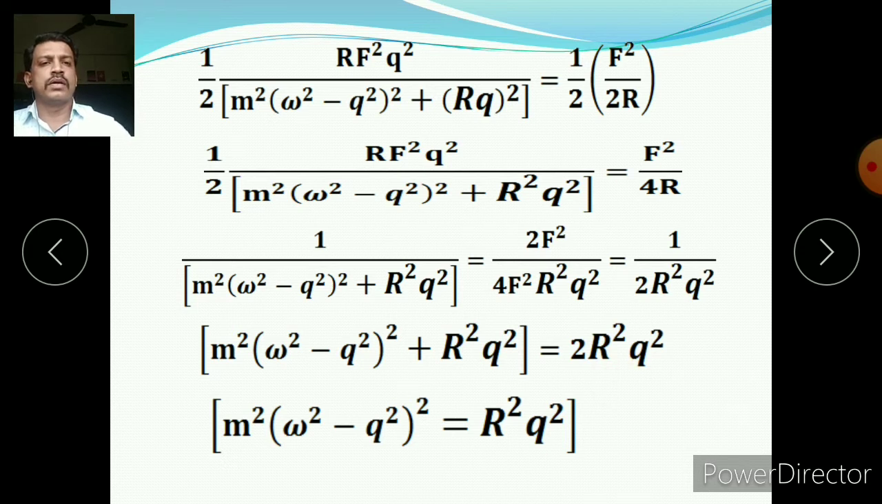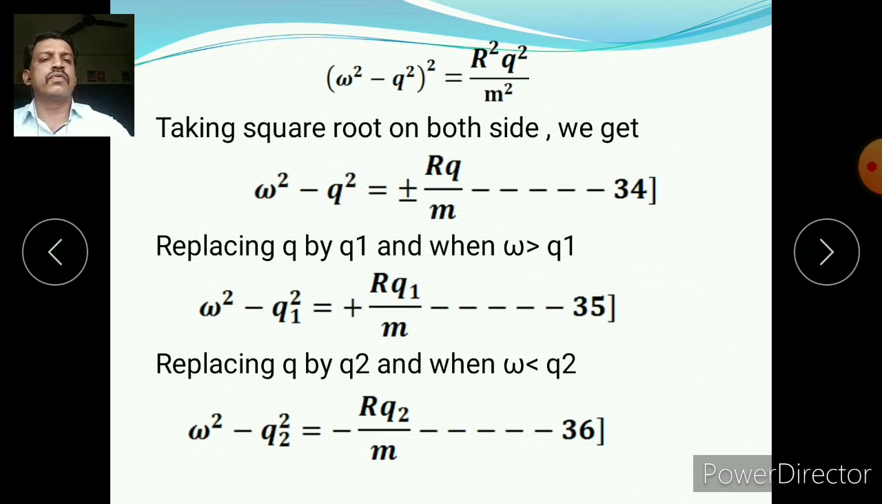And here if we take this term to the right side, so m squared (omega squared minus q squared) equal to r squared q squared. Here it is 2r squared q squared, and if we subtract this you will get r squared q squared. Therefore (omega squared minus q squared) equal to r squared q squared upon m squared. Taking square root on both sides, omega squared minus q squared equals plus or minus rq upon m.